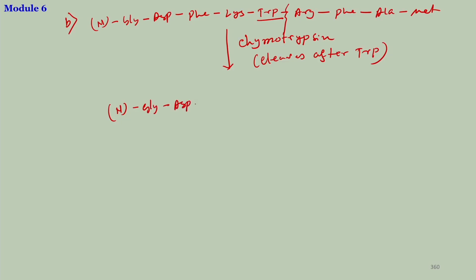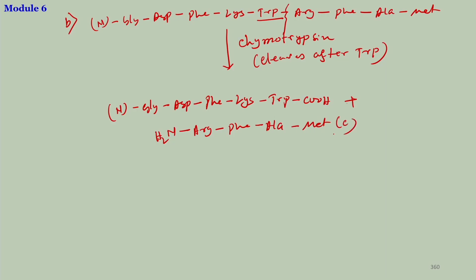glycine, aspartic acid, phenylalanine, lysine, tryptophan. This should be chopped off. It will expose free carboxylic acid plus free amine of the next arginine and the rest of it, alanine, methionine. So, these are the two fragments that you can expect from here.